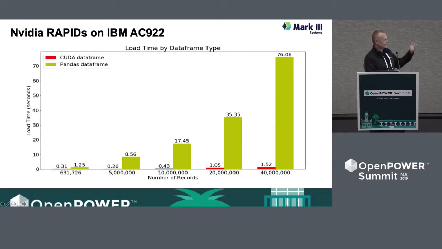So this is just some of the values that we got for loading the data frames. If you look over there on the far right, loading 40 million records, the load time for loading it onto the GPU, the CUDA data frame, was 1.52 seconds versus loading it just in the CPU, which was 76 seconds. 40 million records. Look how much faster that is. It's an enormous speed up. You show that to your customers, it's a piece of cake.